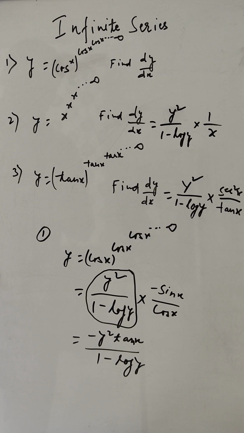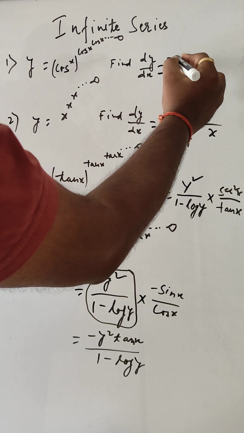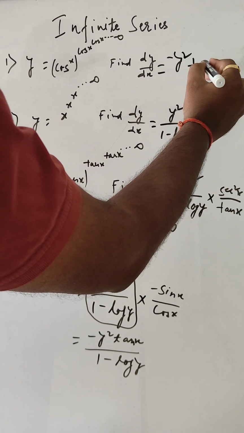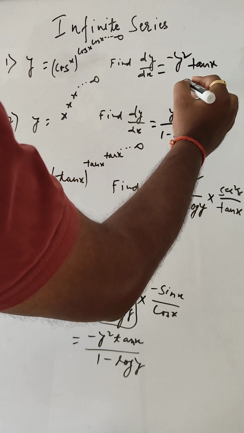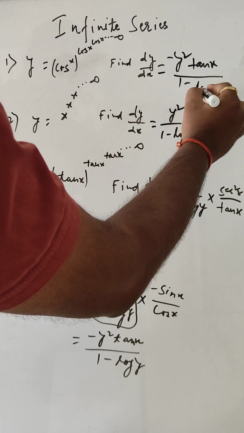So if you know the trick, this question can be done very fast, in less than 10 seconds. So please do remember. Here we can write the answer for this: minus y squared tan x, and 1 minus log y.